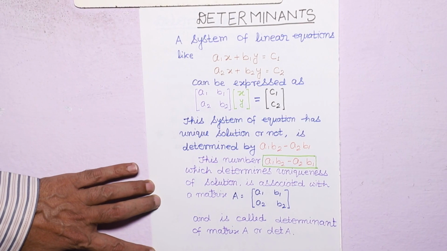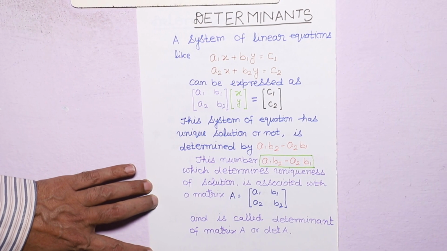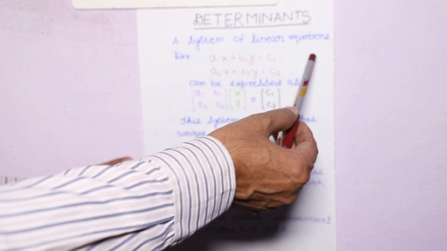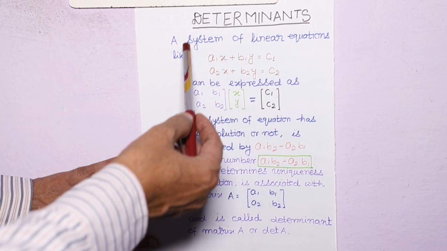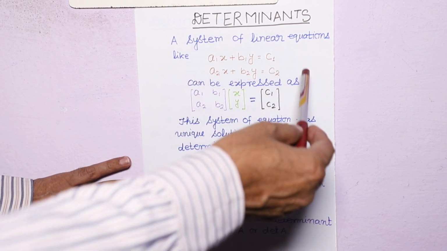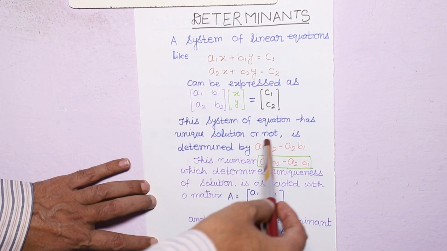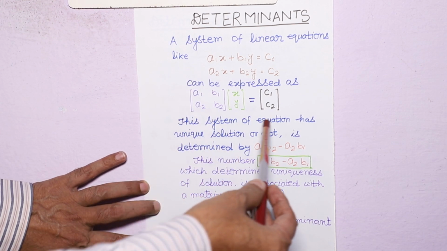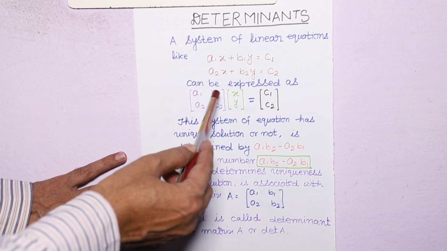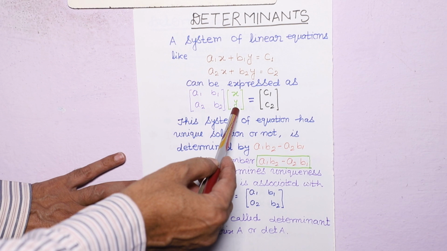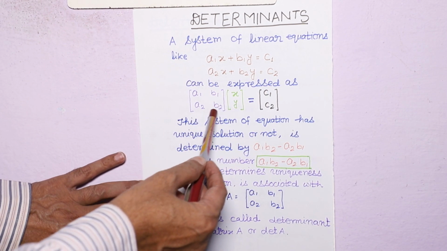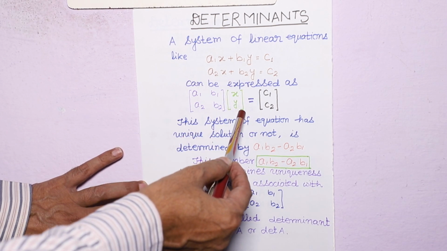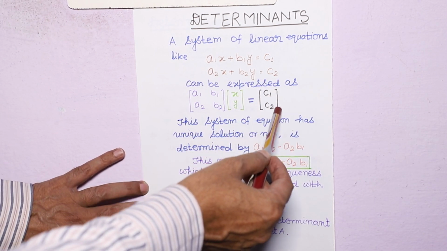Students, you have studied in class 10 the system of linear equations like a1x plus b1y equal to c1, a2x plus b2y equal to c2. This system of linear equations can be expressed in the form of matrices like [a1 b1; a2 b2][x; y] = [c1; c2]. Here one matrix is a1 b1, a2 b2, another matrix is x y, and the third matrix is c1 c2.